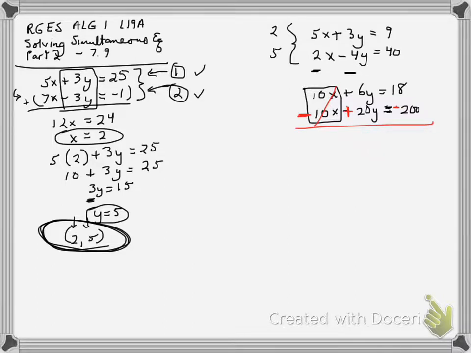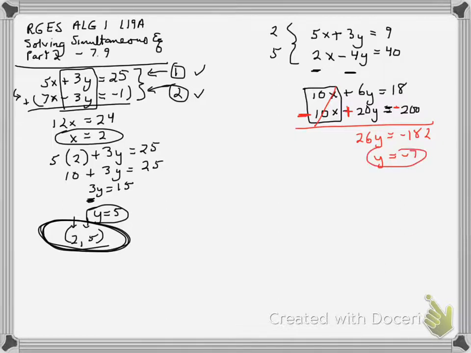I'm sorry, I made a mistake because I'm always used to paying attention to that negative each time, but I already paid attention to it when I wrote in red. So now we are adding. 20 plus 6 is 26y, there we go. And negative 200 plus 18 would be negative 182. Now, if you go ahead and divide, you're going to get y equals negative 7.